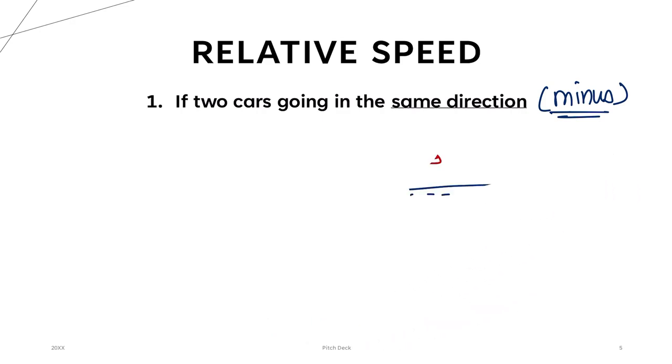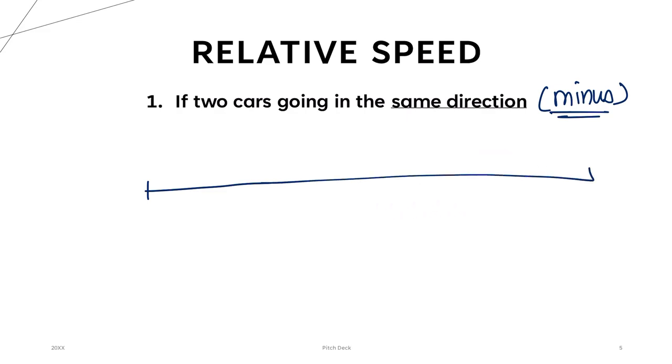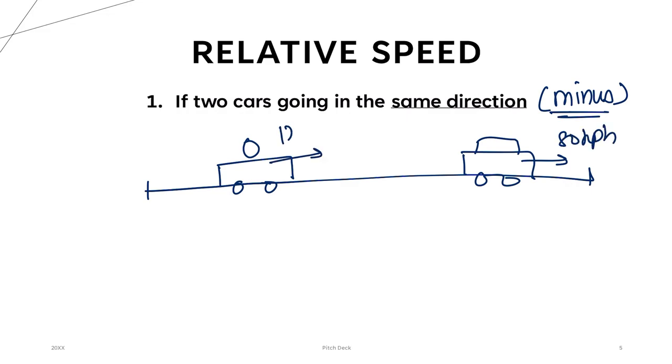Let me give an example. Two cars are going from A to B. There's one car here, your car, and another car here, the second car. This one is going at a speed of 80 kilometers per hour, and this is going at a speed of 120 kilometers per hour. Now, they say the distance between the two cars is, let's say, 10 kilometers. You are going at 120, and that car at 80, right? Now, they will ask you at what time you will overtake the other car.